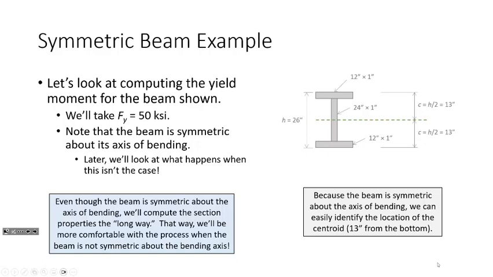So if this beam is 26 inches tall, then the centroid is 13 inches from the bottom. I don't really need to compute a centroid for that. I can just look at it and see. So my extreme fiber distance from the centroid to the very top, or the very bottom, is 13 inches. So if I compute the moment of inertia divided by 13 inches, there's the section modulus. What I'm going to do is compute the moment of inertia, then compute the section modulus, and ultimately compute the yield moment.